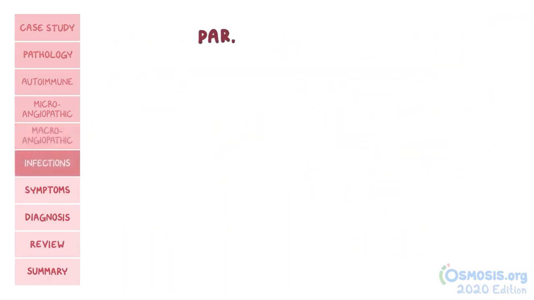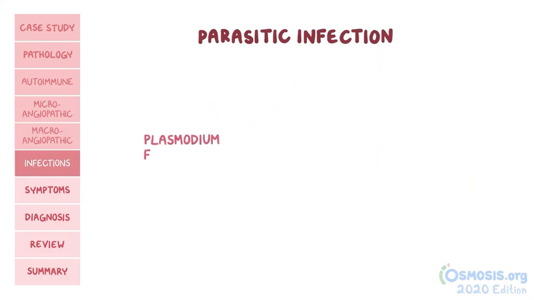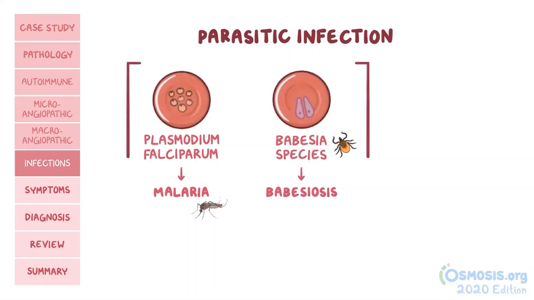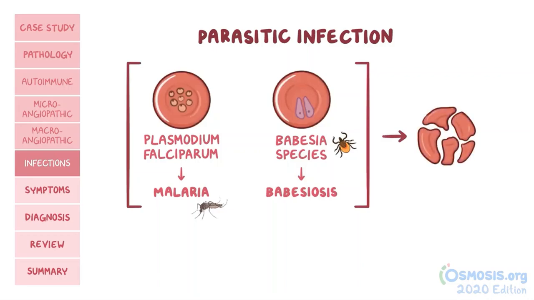Hemolysis also happens with a parasitic infection, like Plasmodium falciparum, that causes malaria, and Babesia species, a tick-transmitted parasite that causes babesiosis. These parasites love to infect and live inside red blood cells, eventually causing them to rupture, leading to hemolysis.